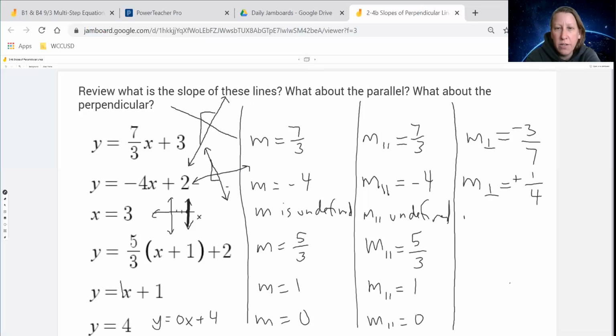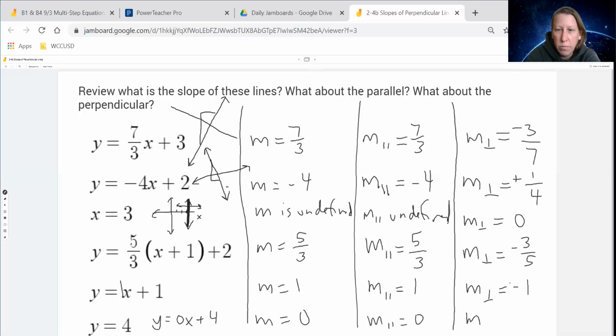Should we figure this one out? What's the slope of the perpendicular? This is the original line. A perpendicular line is going to be going like that. What's the slope of that line? It's not undefined. Good, it's 0. Okay, slope of this one of the perpendicular is going to be -3/5. The slope of the perpendicular is going to be -1.